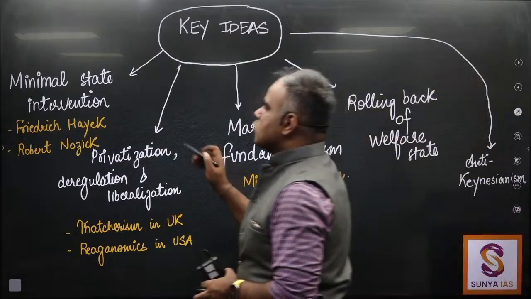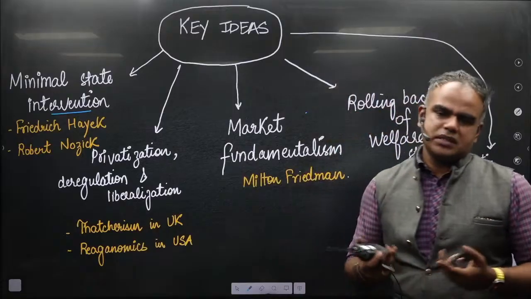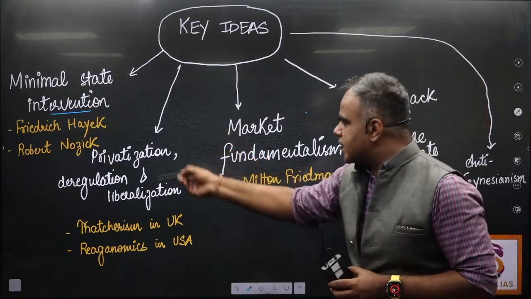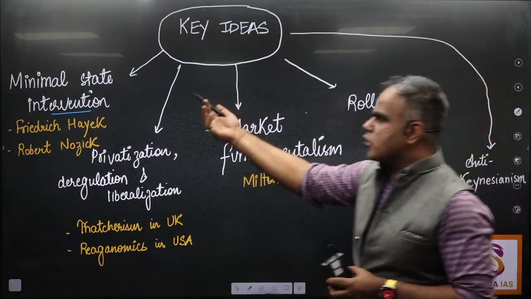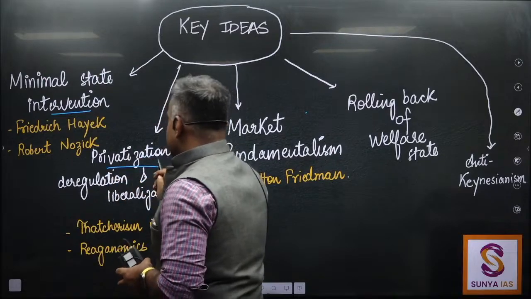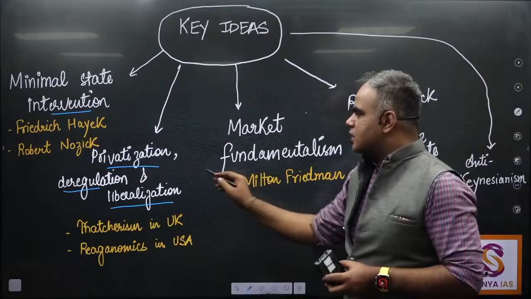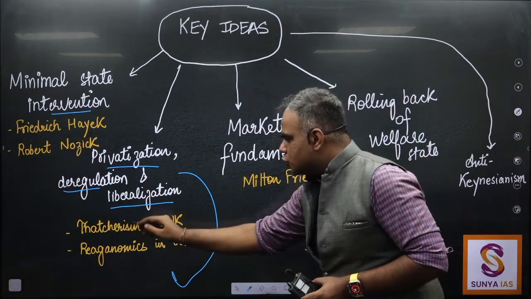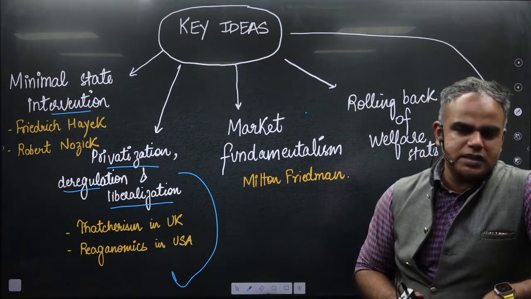Number one, you have to have minimal state intervention. This is something we already know. And of course, you can use the thinkers who have written on this to substantiate the same point. According to me, these points are self-explanatory. It talks about privatization, deregulation, and liberalization, which was propounded and made famous through Thatcherism in the UK and Reaganomics in the USA.